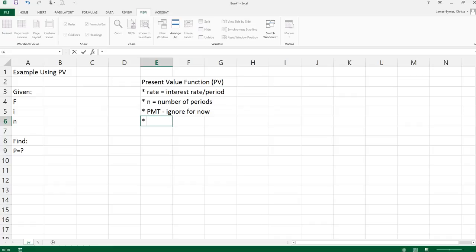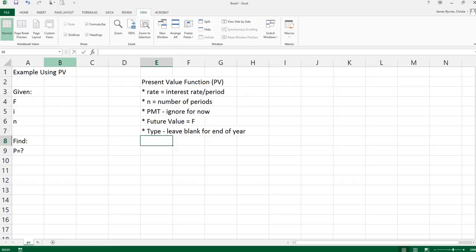It is also going to ask for a future value, because we're given a future value and we're trying to find a present value. The future value, F, is known. And then it's going to ask for the type, which is end of year payment or beginning of year. We're going to leave that blank for end of year.